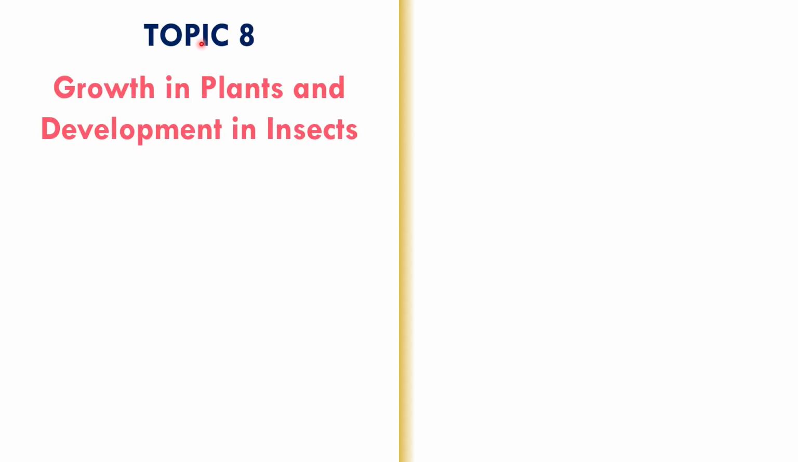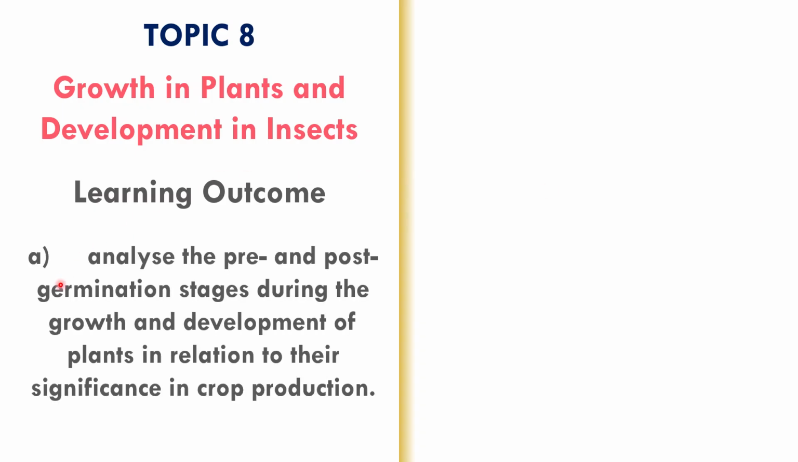I welcome you to topic 8, which is growth in plants and development in insects. We are going to look at learning outcome A: analyze the pre and post germination stages during the growth and development of plants in relation to their significance in crop production.